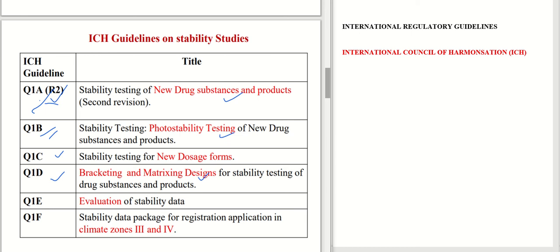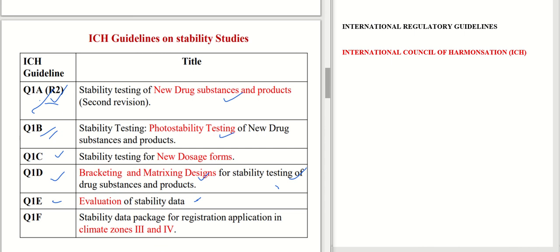And guideline number Q1E gives the information on evaluation of the stability data, the data which we get from this test. How can we evaluate it? The standard values, and how to evaluate the data generated by this test, will be given in the Q1E guideline.